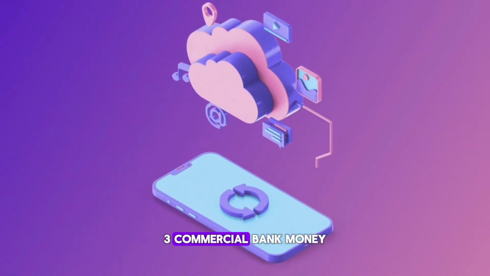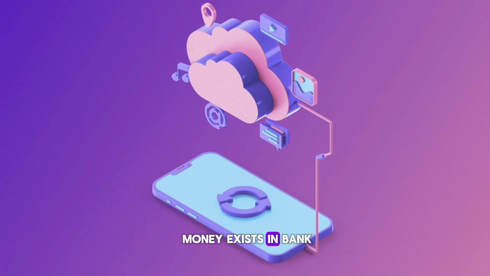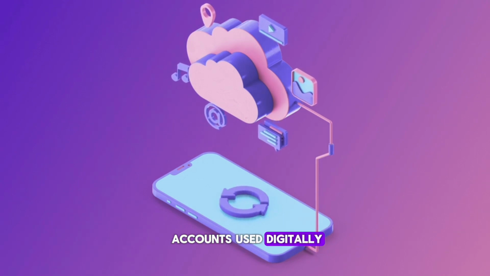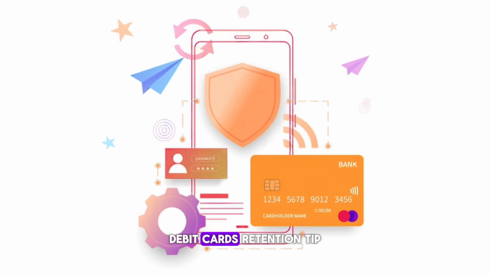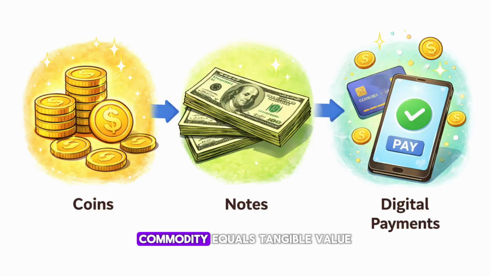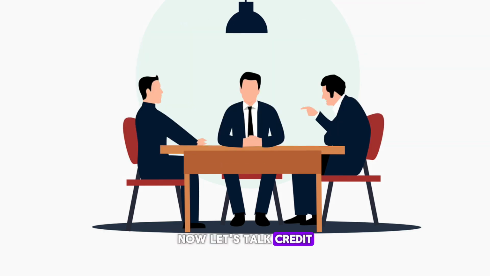3. Commercial bank money, or deposit money. Money that exists in bank accounts, used digitally. Example, online transfers, debit cards. Retention tip. Commodity equals tangible value. Fiat equals government says so. Bank equals mostly digital. Now let's talk credit.